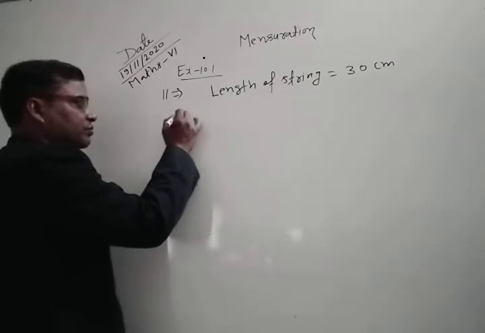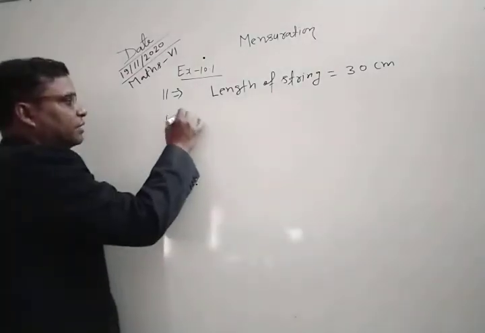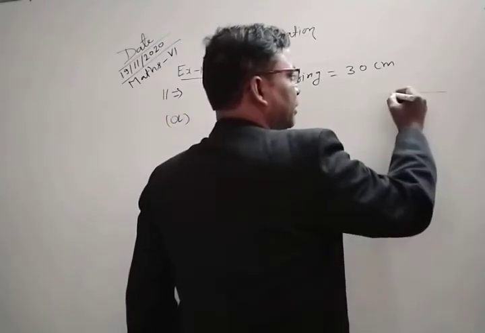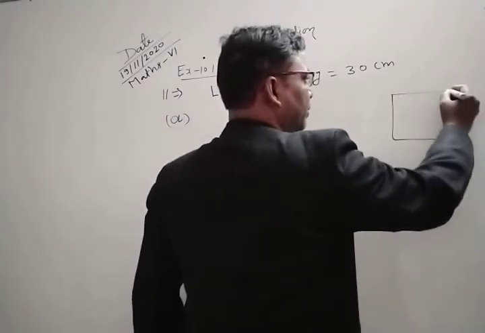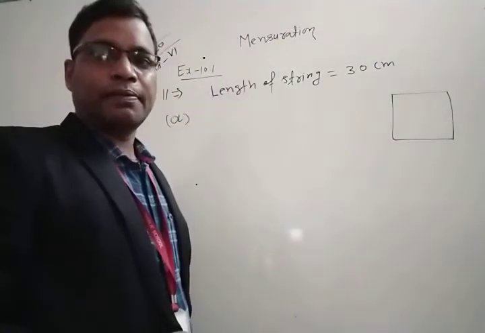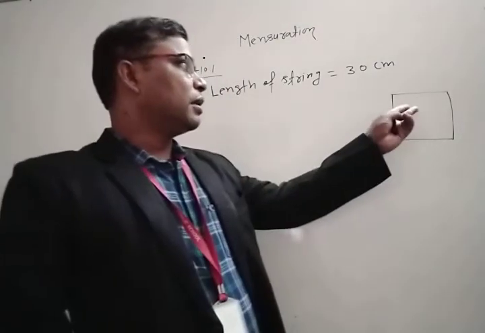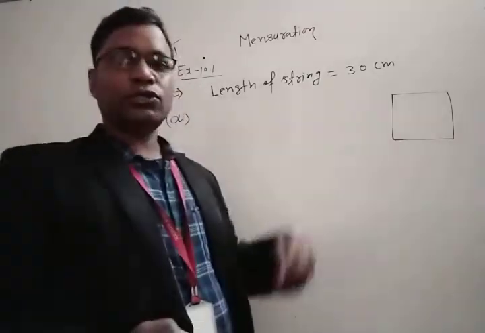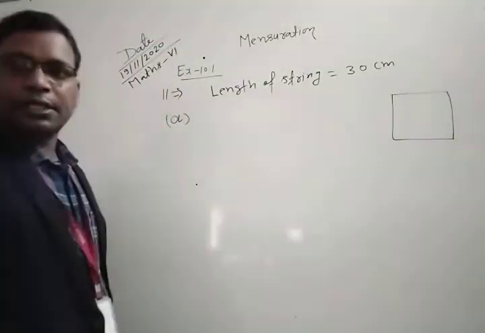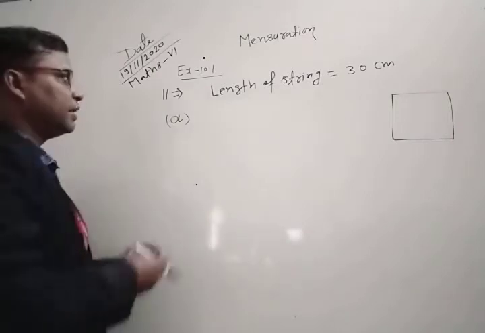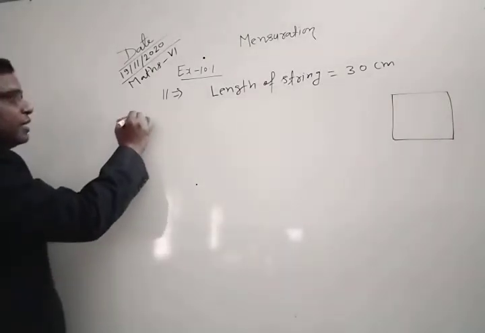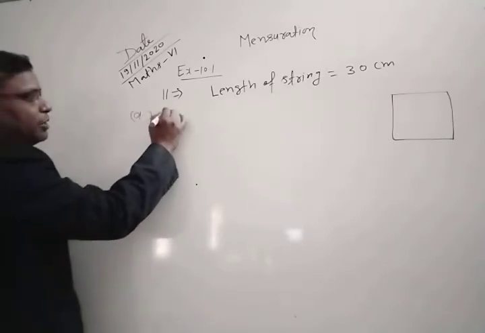So here, suppose first A part, suppose this is a square. Clear? This is the form of a square and it is formed by this string whose length is 30 centimeter. So it means you can say that this is the perimeter of the square, A part. So perimeter of the square is equal to what?